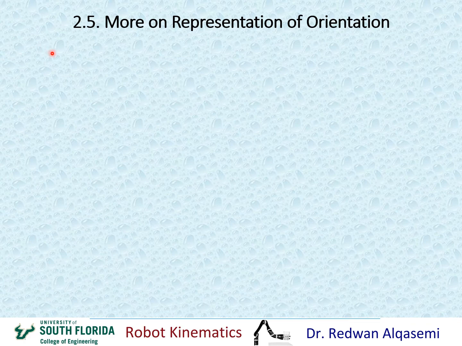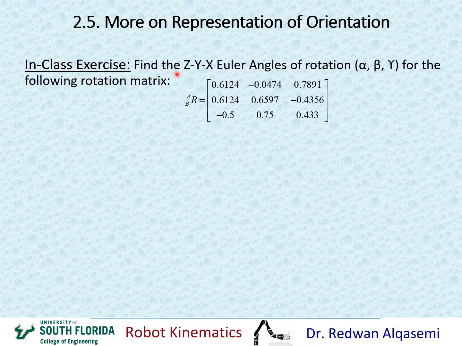Now let's take an in-class exercise here. Find the ZYX Euler angles of rotation, alpha, beta, and gamma for the following rotation matrix. The rotation matrix is given here, rotation of B relative to A. I want you to solve this on your own, so I'm going to pause for a few seconds. Please pause this video. Once you're done with this exercise, then you can resume the video and see the answer to this exercise. Okay, now I'm going to assume that you are done with solving this exercise. I'm going to go ahead and start showing the solution.